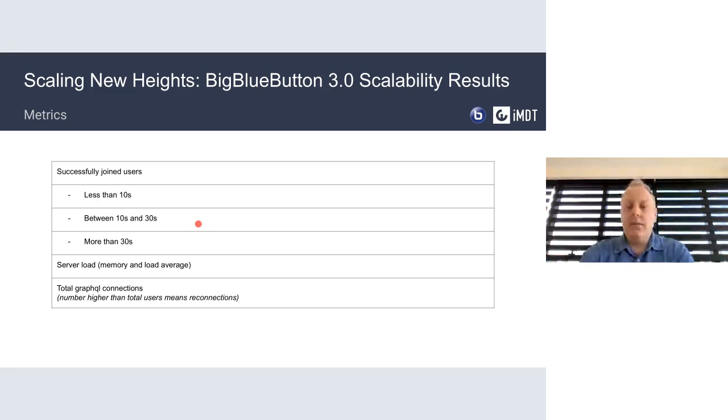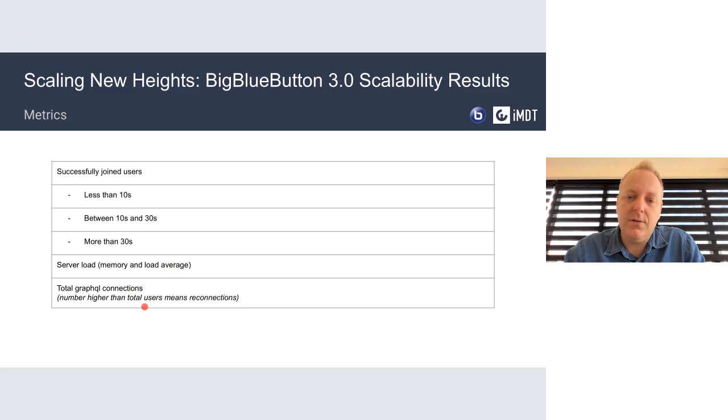For the metrics that we are collecting for this presentation, because we have several metrics and logs and things that we analyze on a daily basis, for a presentation I had to pick some numbers that I could transmit as information here. So the numbers I have chosen are the number of users that could join, how many joined in less than 10 seconds, how many joined in between 10 and 30 seconds, and in more than 30 seconds. We're also collecting the server load, memory and load average, and the total number of GraphQL connections.